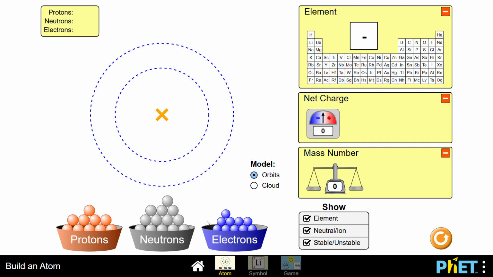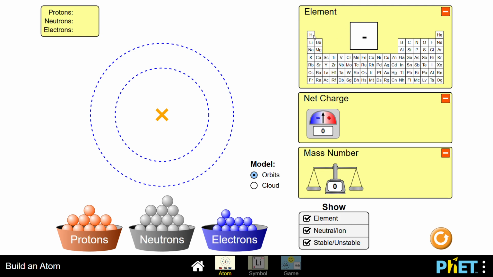Hello students. Today we are going to learn how to build an atom in this activity. Here I have shown you an activity table where we can build our own atom for all the elements present in this periodic table. Okay. So you can see the net charge here, symbols over here, its mass number, everything will be visible to you, even the ion and stable, unstable conditions.